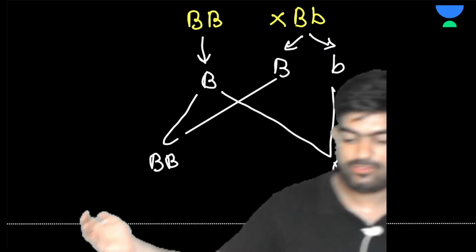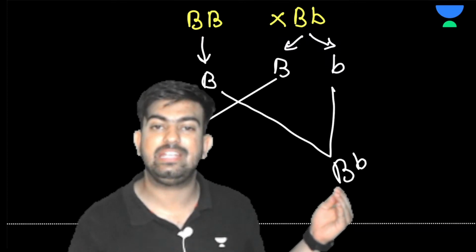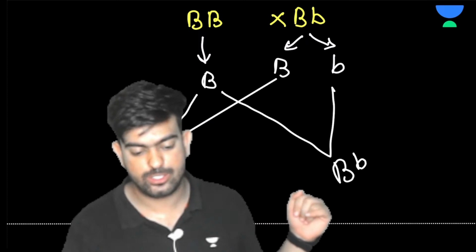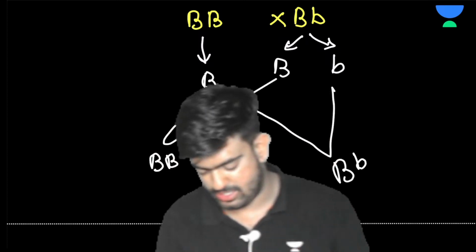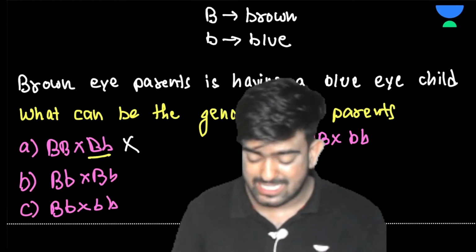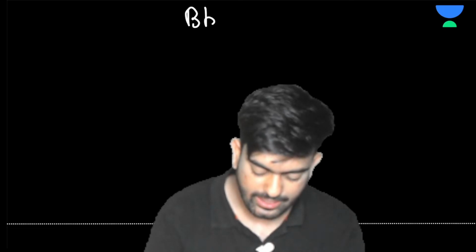See, we have the heterozygous condition here, and capital B was dominant. No blue color, brown color only. Yes or no? Yes, sir, we got it. So this one is wrong. What about the second option, sir? Okay, let's check that.